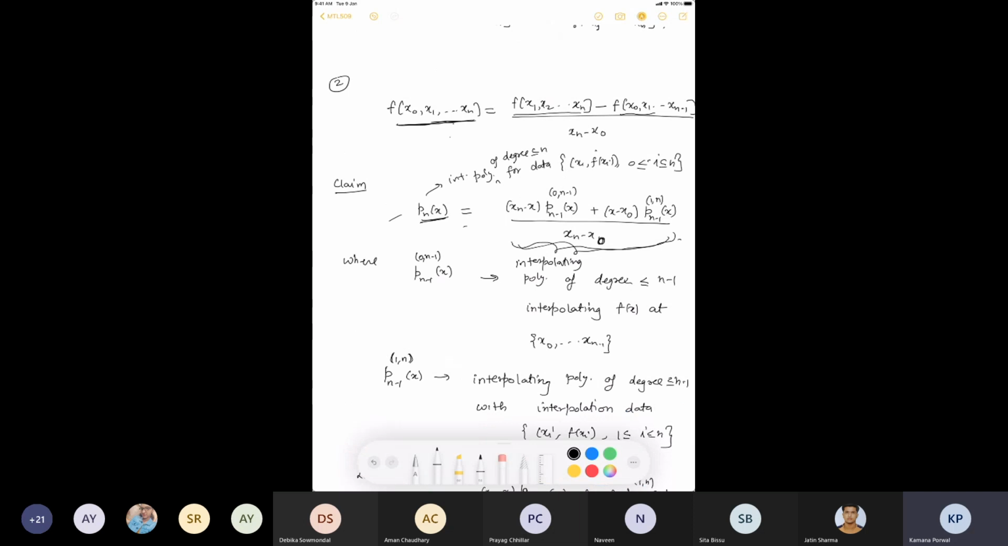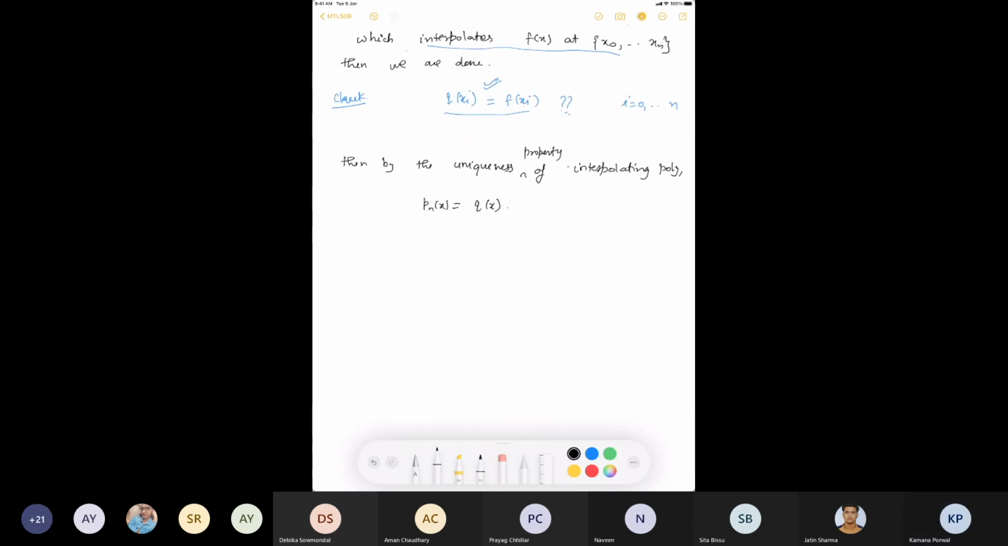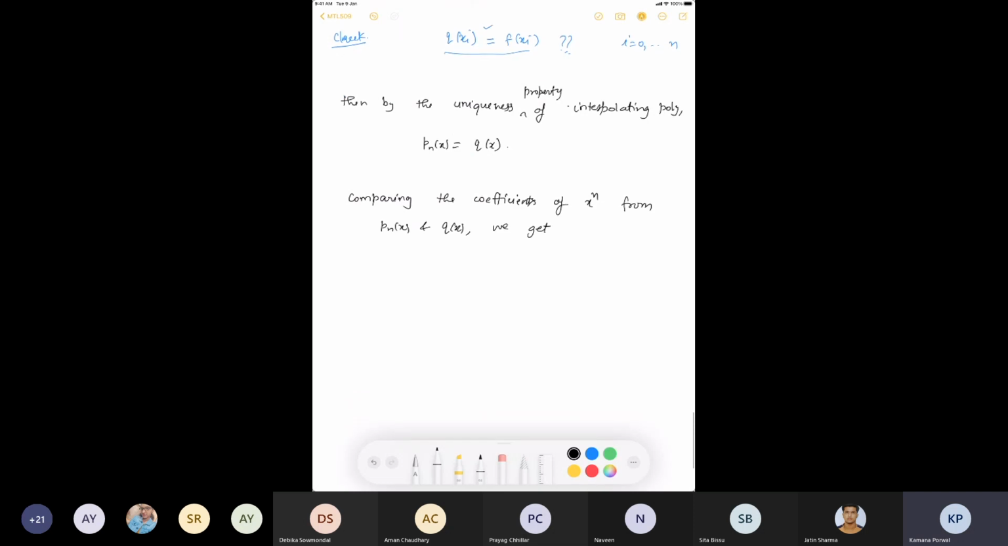Now it's just about comparing the coefficients from both polynomials. So comparing the coefficients of x raised to power n from Pn(x) and Q(x). What do we get? From Pn(x), we are going to get f[x0, x1, up to xn], the nth order divided difference.